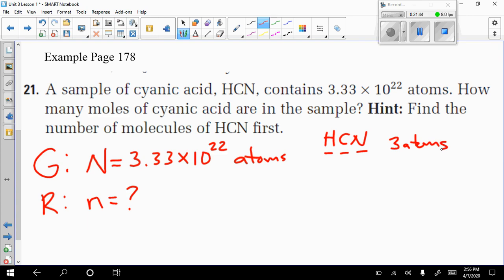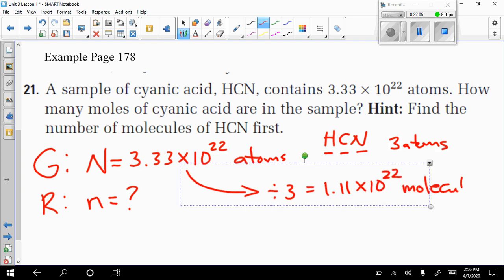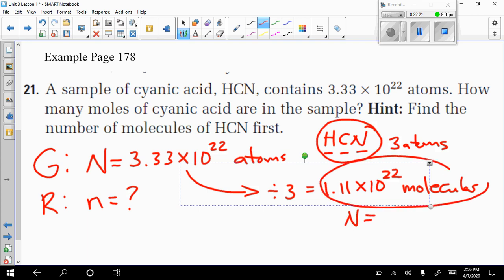So technically, even though I know that there's 3.33 times 10 to the 22 atoms there, I can divide that by 3, and I'll get 1.11 times 10 to the 22, and that's the number of molecules present. Because I know that every molecule has 3 atoms, I just divide it by 3, and that tells me the number of molecules that are present. So actually, I'm going to use that as my capital N moving forward.